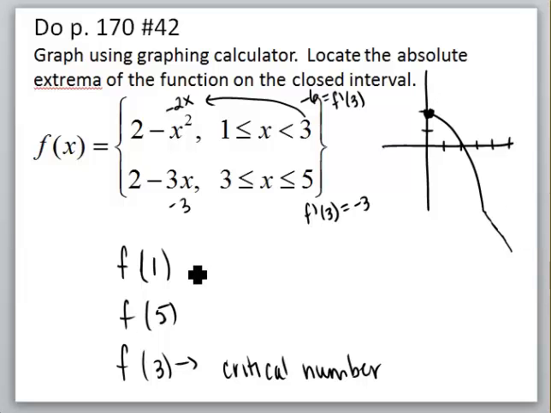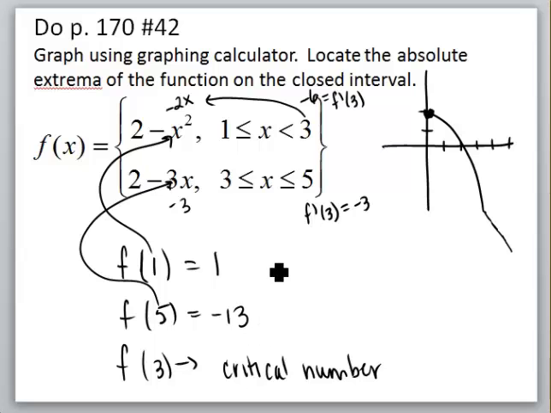The absolute maximum then would be at the value 1, because when I plug 1 in up here, because that's where the interval is part of, I'd get 1. And then my absolute minimum would come from this y, which would be -13. So I'll go ahead and label this as my absolute maximum, and this one as my absolute minimum. And that would be the end of this problem.